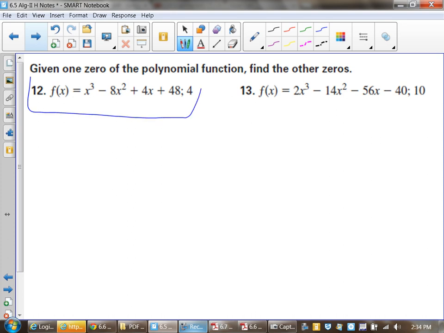Let's try this one. I have x cubed minus 8x squared plus 4x squared plus 48, and a 0 is at 4. So if I have a 0 at 4, what's my term? x minus 4. Okay, good. So we start by remembering that. If my 0 is at 4, my term is x minus 4. I'm writing that down up at top, so I remember to put it in there later.